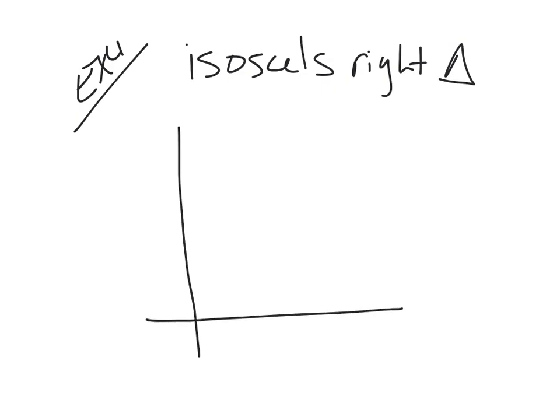Right triangle, what does isosceles mean? Two sides equal the same. So however far I go this way, I have to go the same distance that way. Okay, and then connect them. So we know this measure equals this measure, right? Okay, then find the length of the hypotenuse. Hypotenuse is the diagonal. And the coordinates of its midpoint.